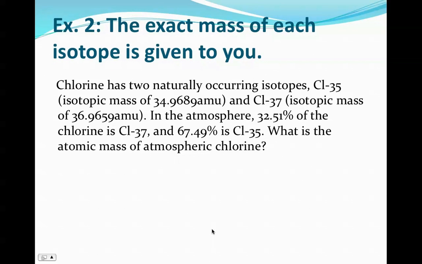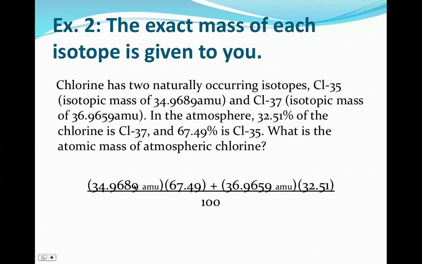Now in example number 2, the exact mass of each isotope is actually given to you. So chlorine-35 and chlorine-37, which are our mass numbers, we're not actually going to use because we're given the exact mass, or the isotopic mass, of each of them. Same idea: the isotopic mass times its percent. So 34.9689 multiplied by 67.49, which is the percent of the chlorine-35, plus the mass times the percent, all of that divided by 100 to get a final weighted atomic mass of 35.6191 atomic mass units, which again should fall, and did, between the lowest and the greatest atomic mass.